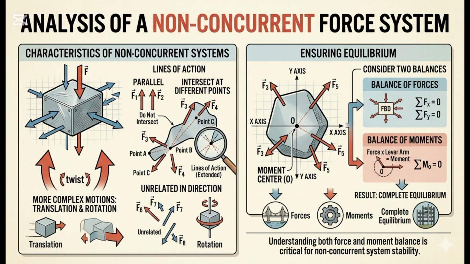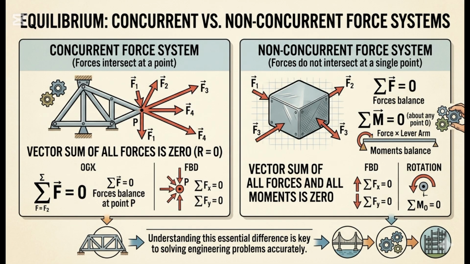On the other hand, in a non-concurrent force system, the lines of action of the forces do not intersect at a single point. These forces may be parallel, intersecting at different points, or completely unrelated in direction. Non-concurrent systems are more complex because they can cause both translation and rotation of a body. In such cases, we must consider not only the balance of forces, but also the balance of moments to ensure equilibrium. Understanding the difference between concurrent and non-concurrent forces is essential for solving engineering problems accurately.